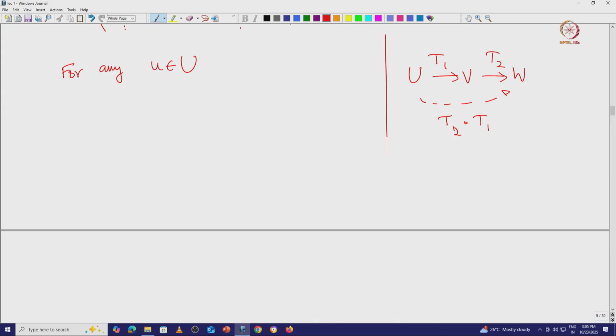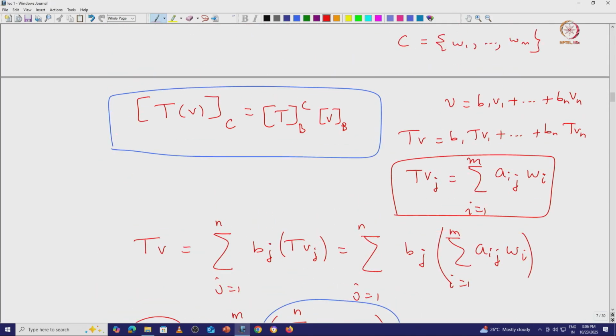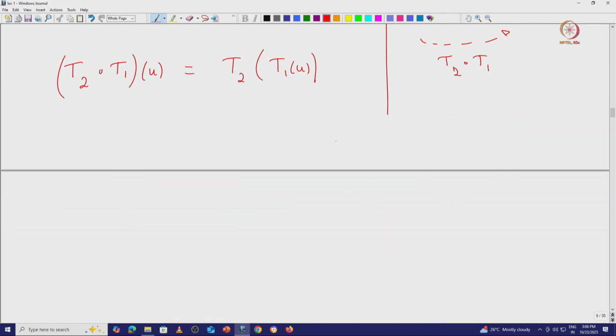T1 and T2. We are interested in the matrix representation of this T2 composition T1. In order to compute that, we just compute the coordinates of the image of this vector u. You take T2 composition T1 and apply it to u. By definition, this is nothing but T2 of T1 of u. Now, if you use the relationship between the coordinates of the image and the matrix representation of T, then you can easily rewrite this equation as follows.